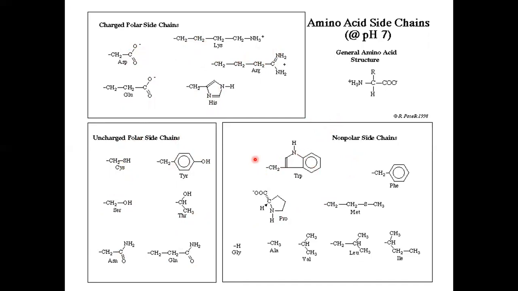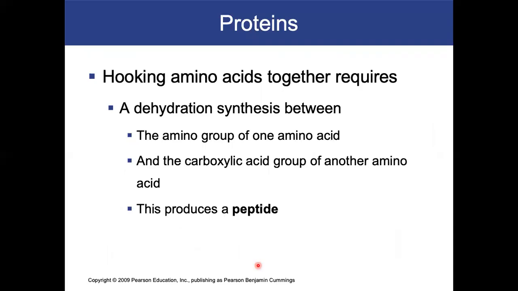Here's tryptophan. Where do we find tryptophan? Primarily in turkey, right? It supposedly makes you tired. So here's your carboxylic acid group, your amino group, your H, and then right here would be this whole structure, tryptophan. Okay, just to give you an idea.